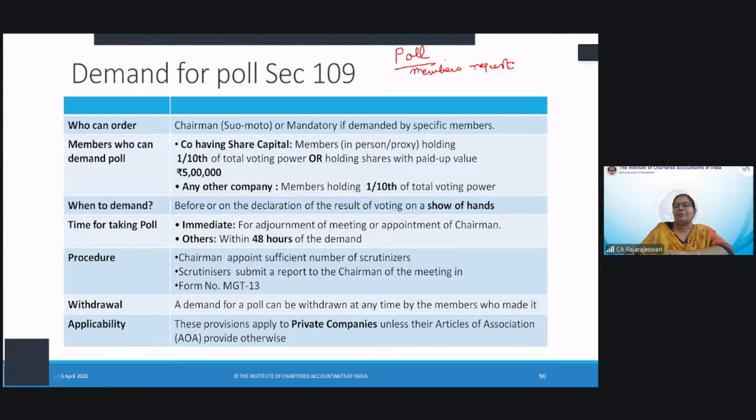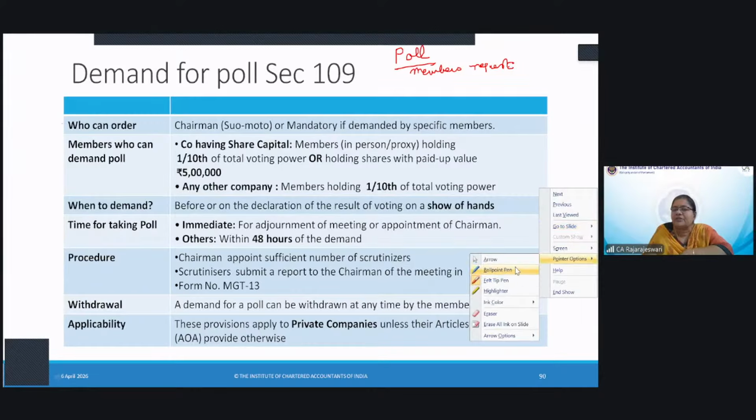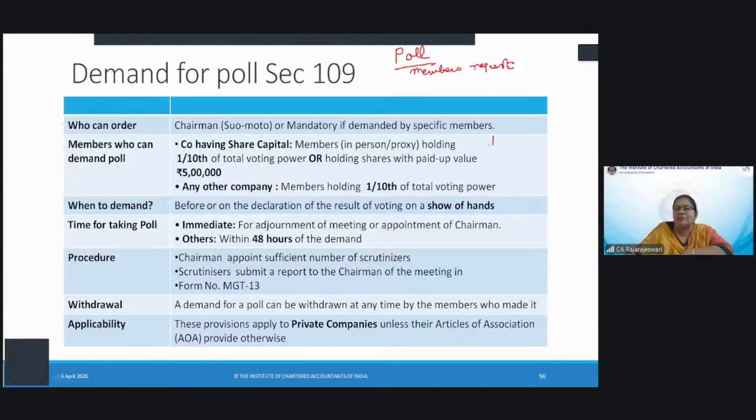So who can demand a poll? Which members can demand the poll? If the company has share capital, then members holding 1/10 of the total voting power, or holding shares with a paid up value of 5 lakhs, can demand it. So it is 1/10 of the total voting power, or they should hold shares to the extent of a paid up value of 5 lakhs.